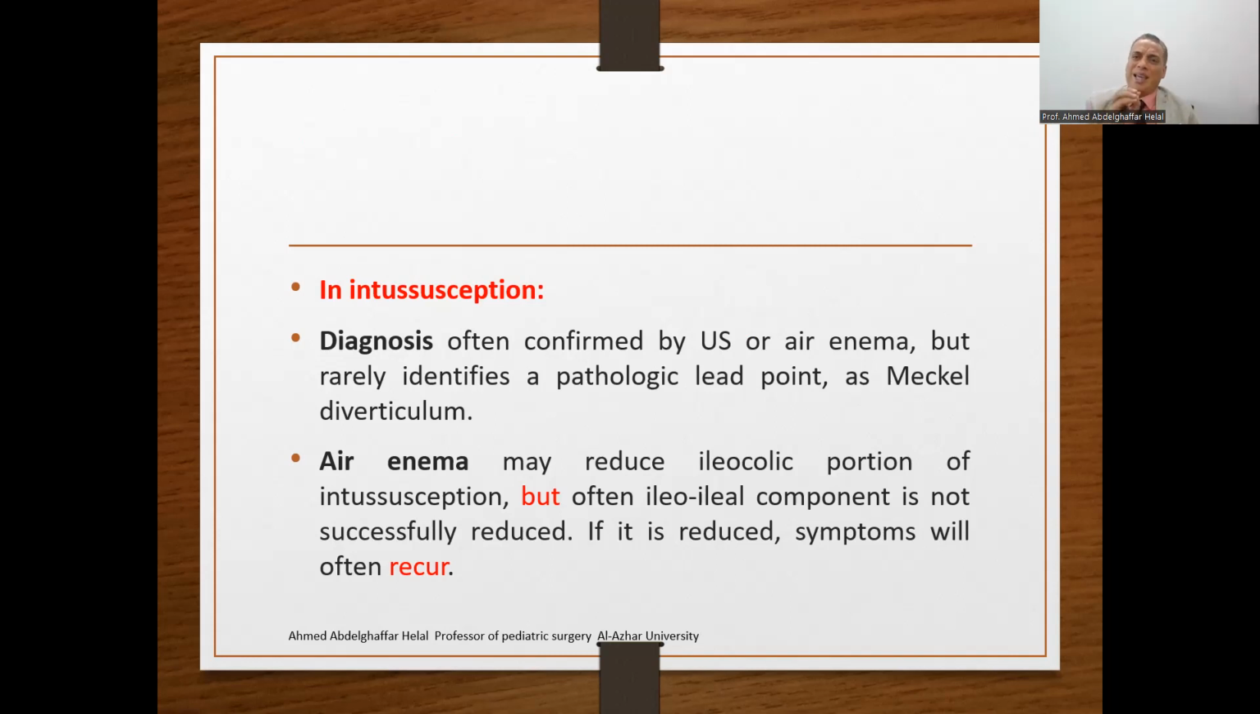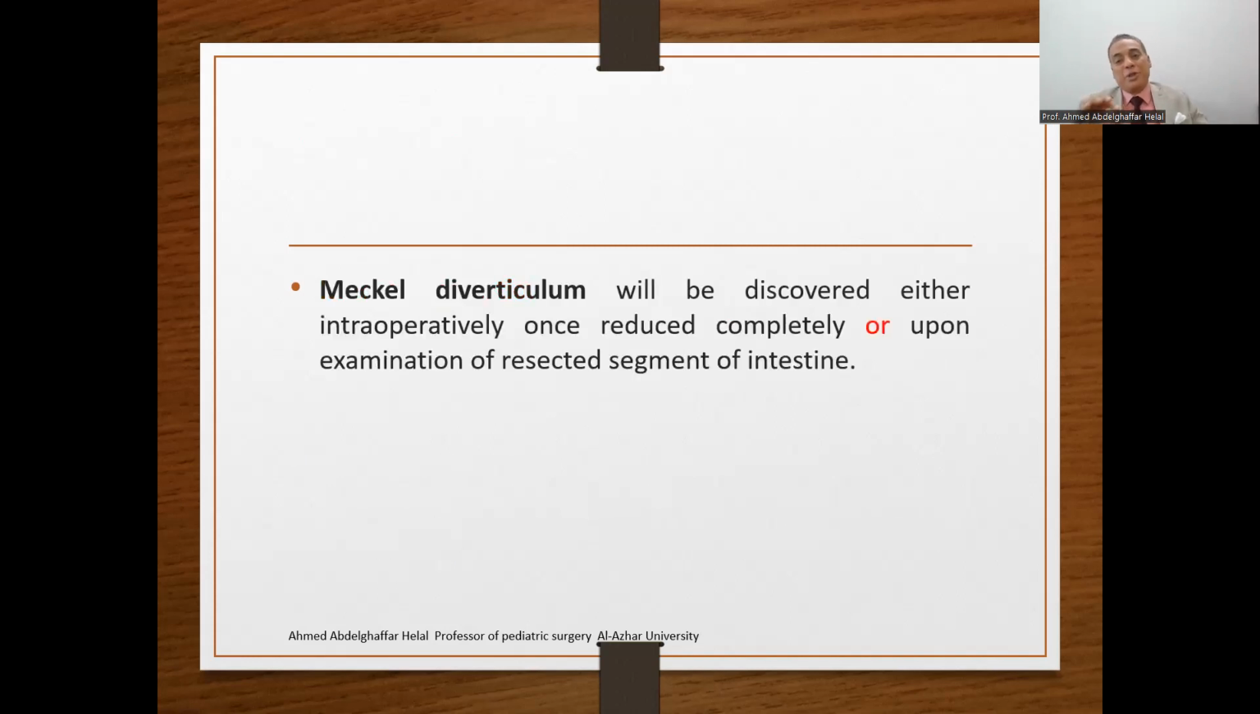As we said, the intussusception in a case of Meckel starts at first as ileoileal, then progresses to the ileocolic. So when we perform the enema, the ileocolic will reduce first, and the ileoileal may be difficult to reduce, and if reduced, it often recurs. Meckel diverticulum will be discovered either intraoperatively once the intussusception is completely reduced, or upon examination of the resected segment of the intestine. So Meckel's usually cannot be detected preoperatively with ultrasound.